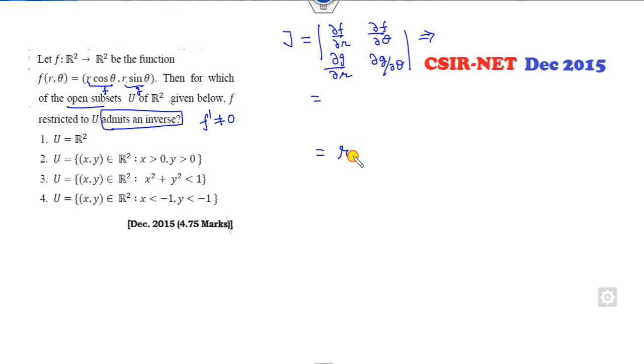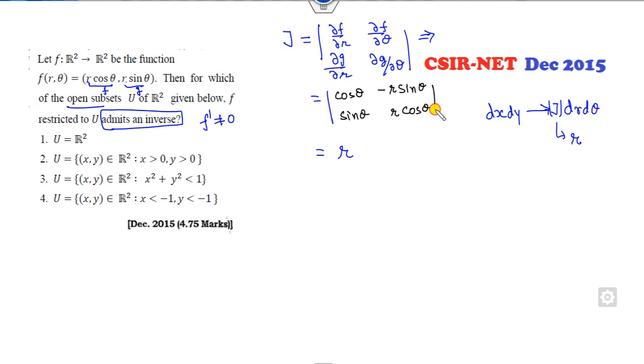Whenever you transform dx dy to dr d theta, we always know this is nothing but R. Anyhow, I can find here F with respect to R is cos, and F with respect to theta is minus R sine, then G with respect to R and G with respect to theta. So R cos square plus sine square is my 1. We need this in terms of x square plus y square. What is the meaning of that? For the existence of the inverse, x square plus y square should be non-zero.